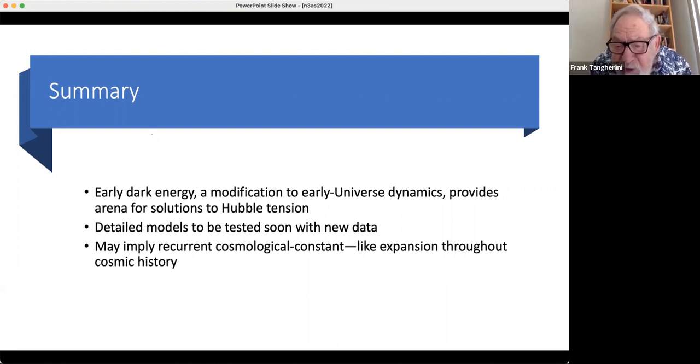But as I say, you've then got tension with the age of the oldest stars in the galaxy. Well, I just thought I'd mention this. Perhaps you might want to comment.